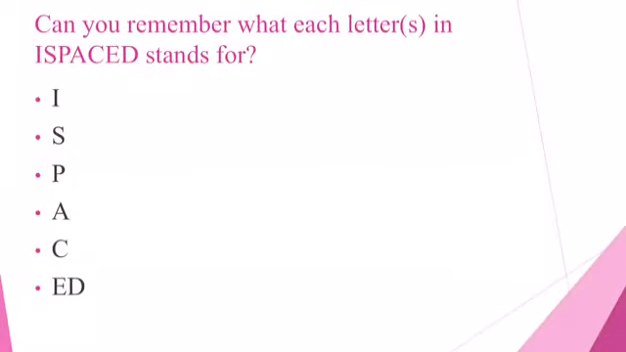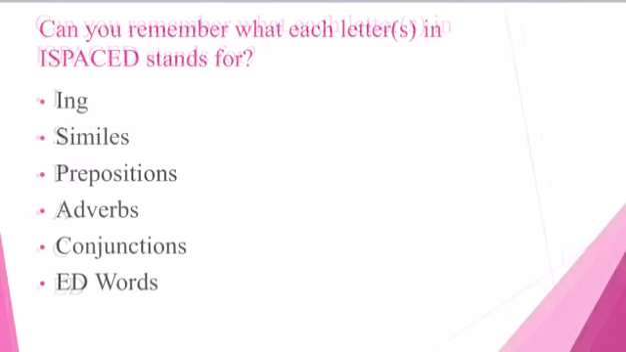So how did you do? Did you remember them all? Because the I in ISPACED stands for ing words, S is for similes, P is for prepositions, A for adverbs, C is for conjunctions, and ED are for those ED words. So well done if you got all them correctly.